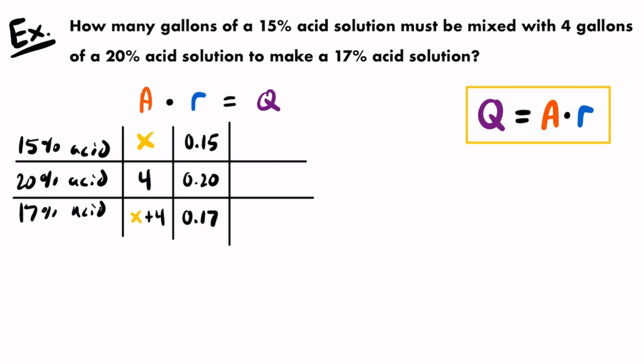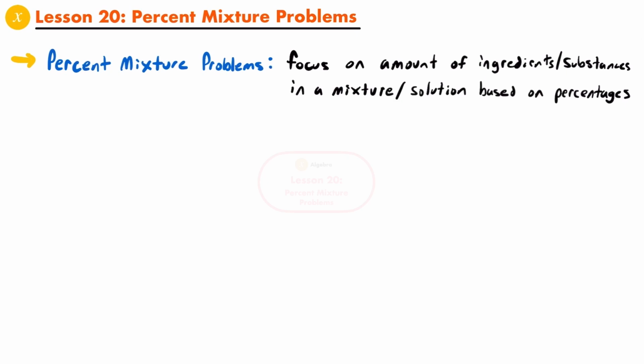All right, and so now we have filled in these two columns for A and R, and so now we can fill in the column for Q. Because remember, Q, the quantity of a substance in a solution, is equal to A times R, right? That's our equation here. So for each row, multiply the two values together, and that will be the value of Q, or the quantity of acid in each of those solutions.